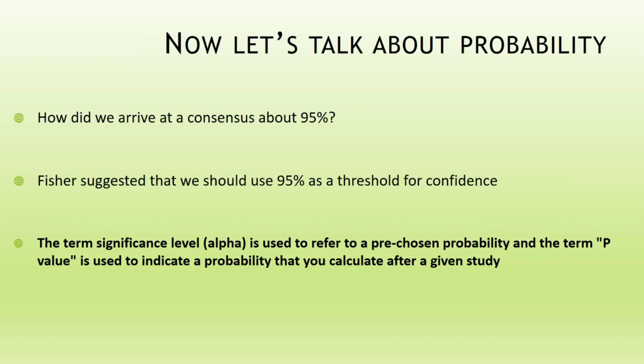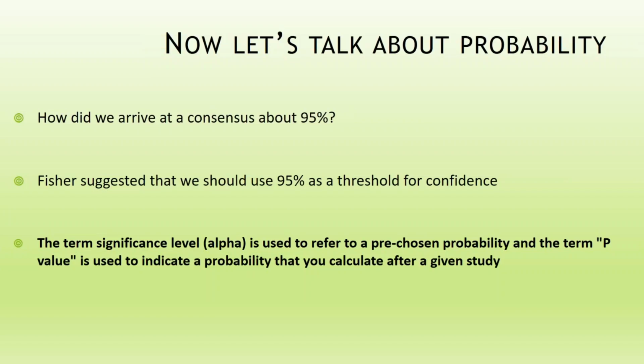Now the term significance level, we use it as alpha and we use it for P also. So it means that when we talk about alpha, it is a pre-chosen probability that is at the 95% level of alpha. We calculate our sample sizes.